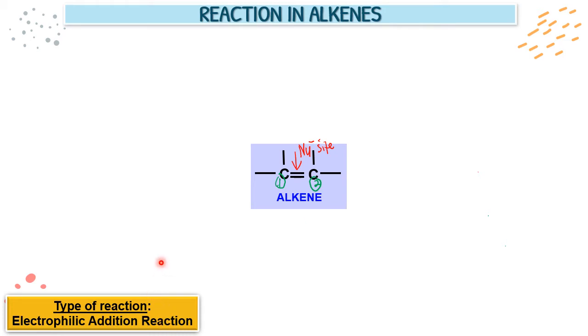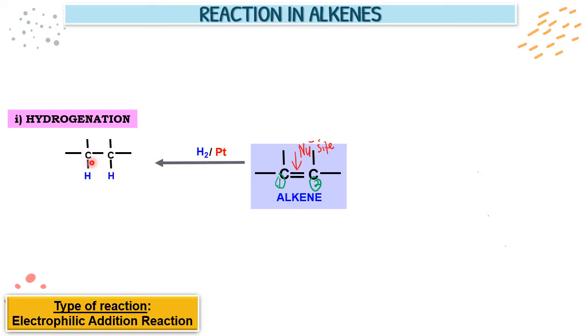So let's start with the first one. The first reaction is hydrogenation. For hydrogenation, what are the reagents? The reagent used is hydrogen with platinum. Platinum here will act as a catalyst to speed up the reaction. At the carbon-carbon double bond, we are adding the hydrogen atoms. So hydrogen is the one that is added to the carbon-carbon double bond at carbon number 1 and carbon number 2.